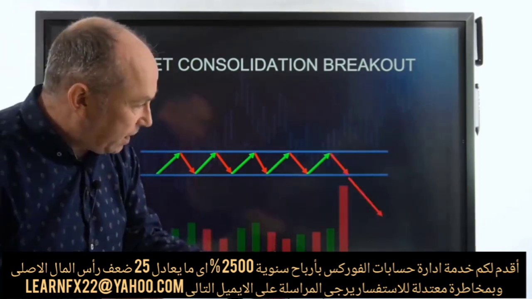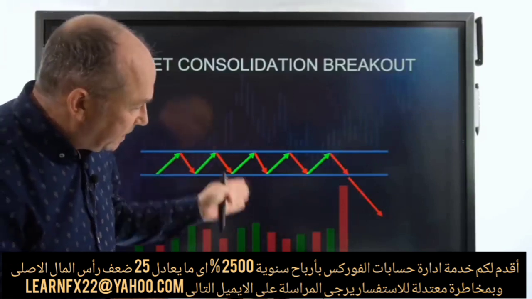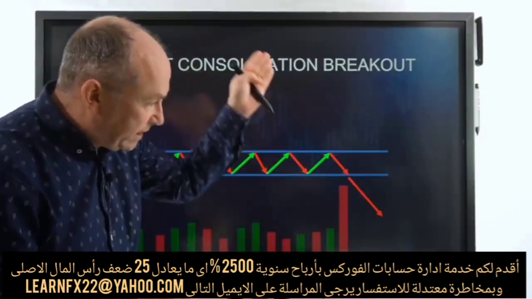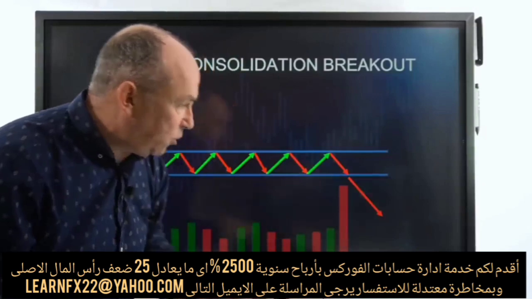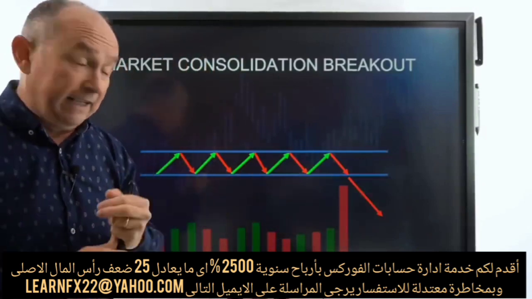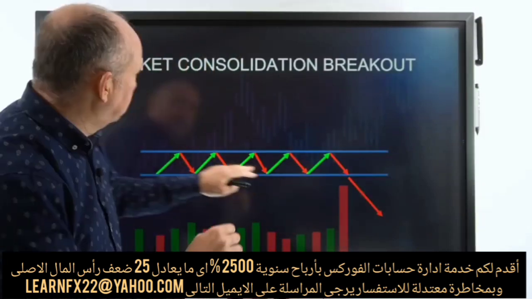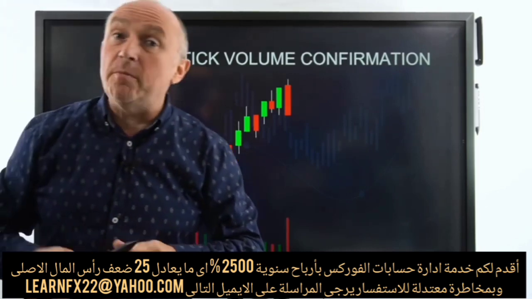And this is the reverse, so market's in range. We see an increase in volume, red candle as it's breaking through to the downside, could give you a clue that this is going to be a breakout. And candlestick and volume confirmation.